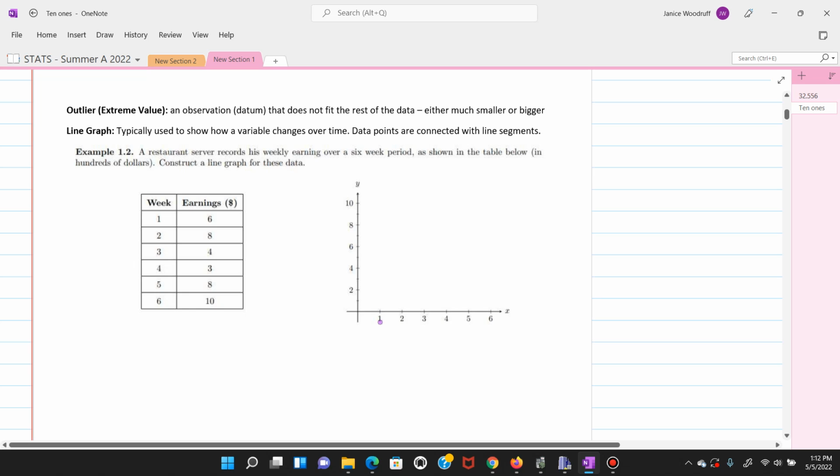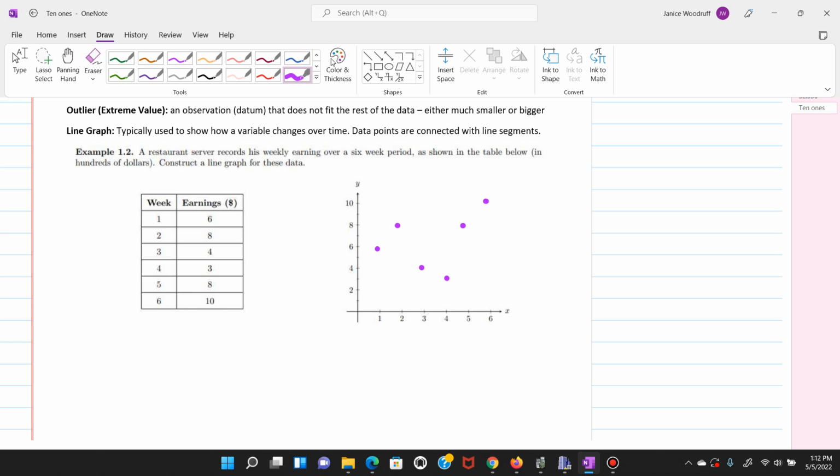So week 1, you'd line up the 1 with the 6. We're going to make a dot. We're going to line up the 2 with an 8, right there. 3 with a 4, right there. 4 and 3. 5 up to 8. And then 6 is going to go all the way up to 10.